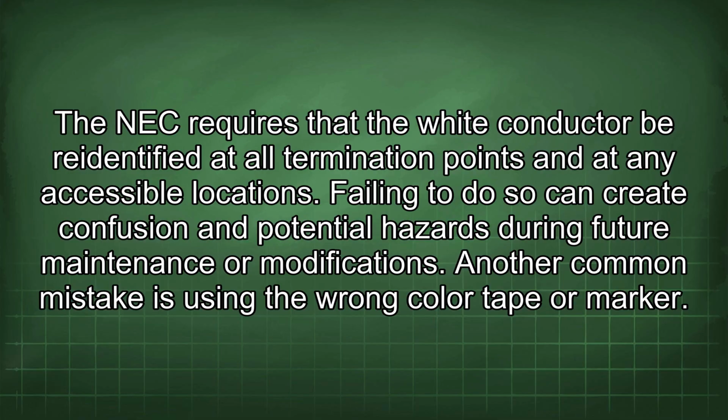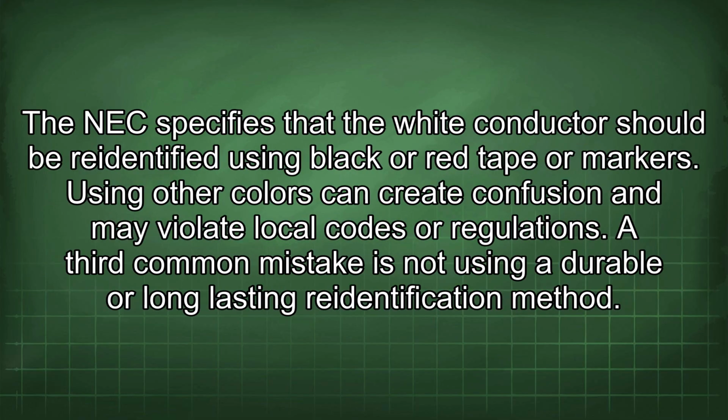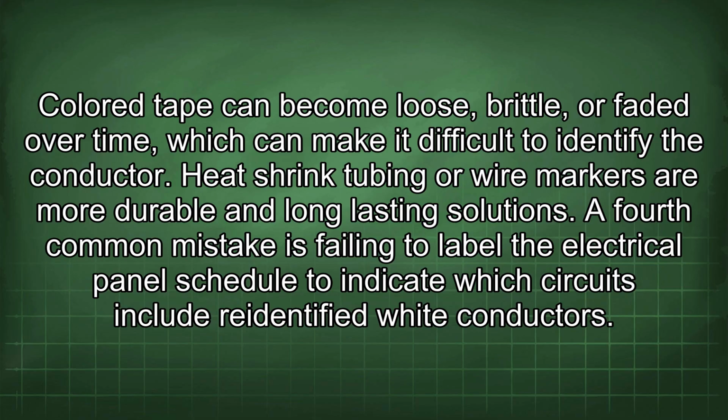Another common mistake is using the wrong color tape or marker. The NEC specifies that the white conductor should be re-identified using black or red tape or markers. Using other colors can create confusion and may violate local codes or regulations. A third common mistake is not using a durable or long-lasting re-identification method. Colored tape can become loose, brittle, or faded over time, which can make it difficult to identify the conductor. Heat shrink tubing or wire markers are more durable and long-lasting solutions.